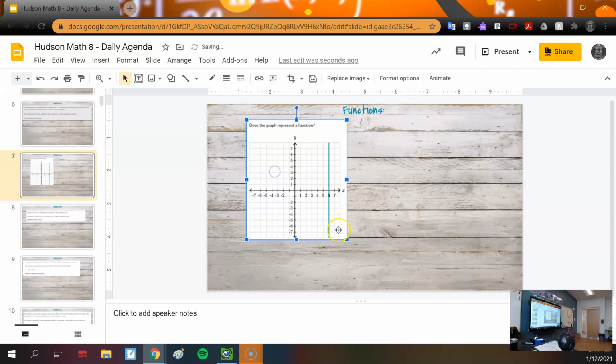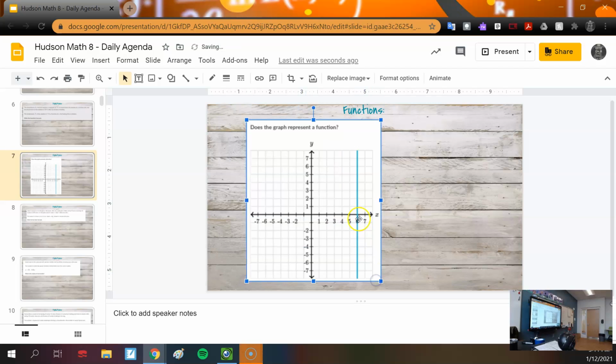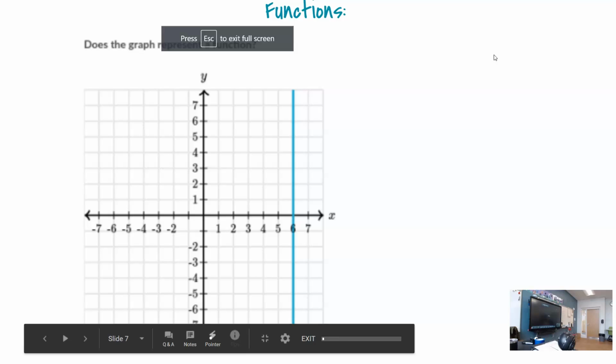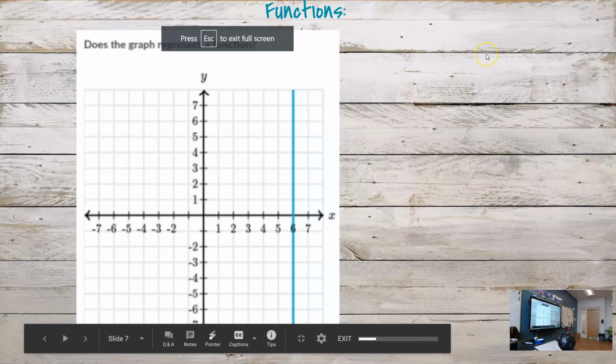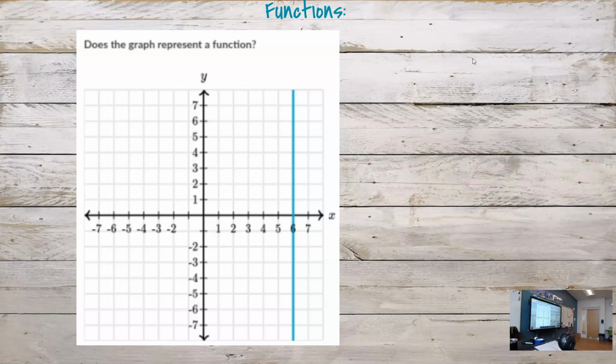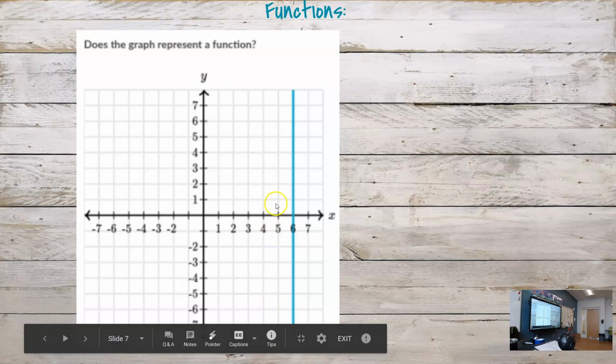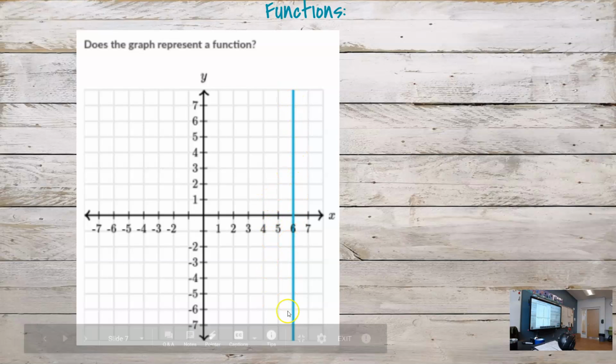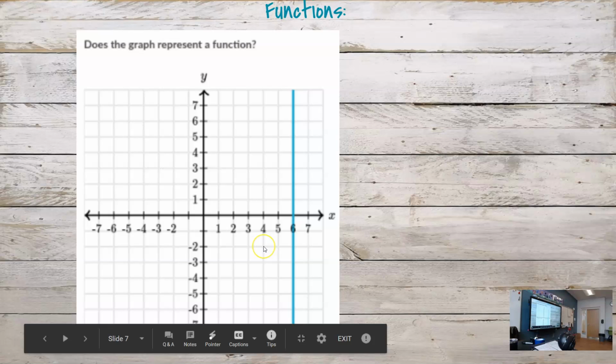What was the test that we talked about for determining if something is a function? Vertical line test. And what does the vertical line test say? Yeah, if a vertical line hits twice, it's not a function. Here, a vertical line would hit an infinite amount of times. It would be the whole thing. The vertical line would be the entire function.